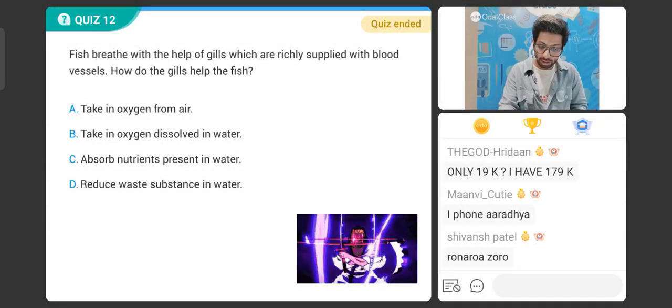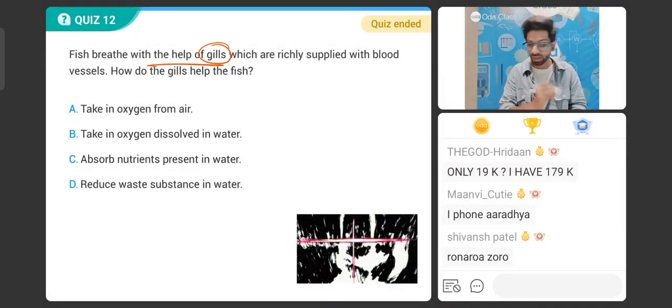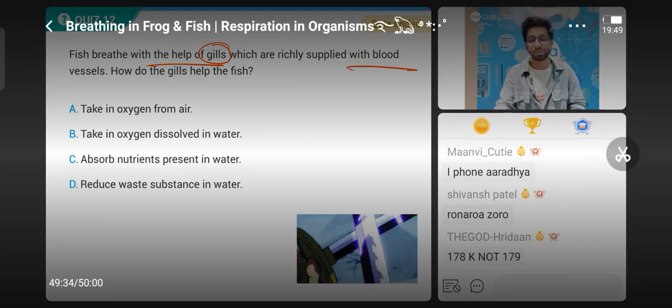But first of all, the fishes are breathing with the help of their gills, which is richly supplied by blood vessels.